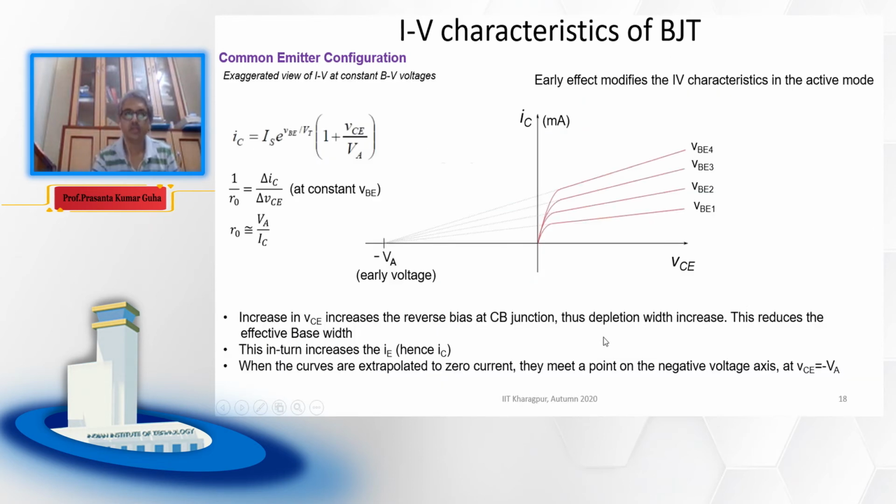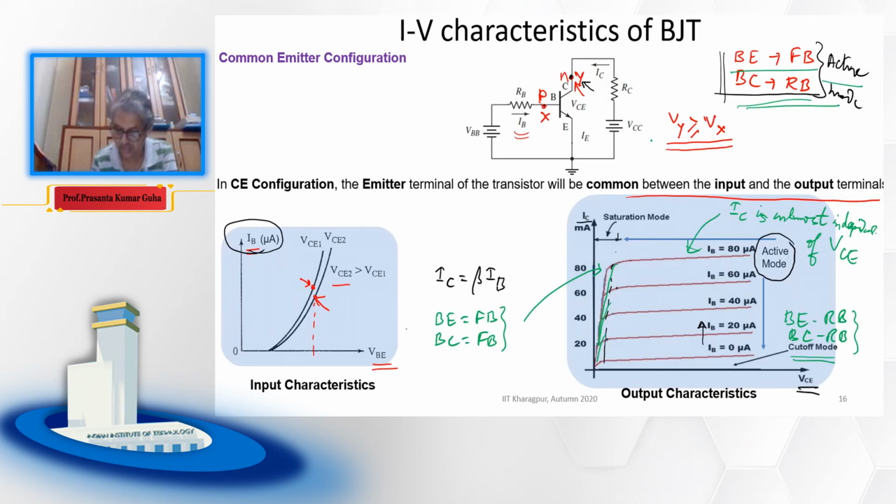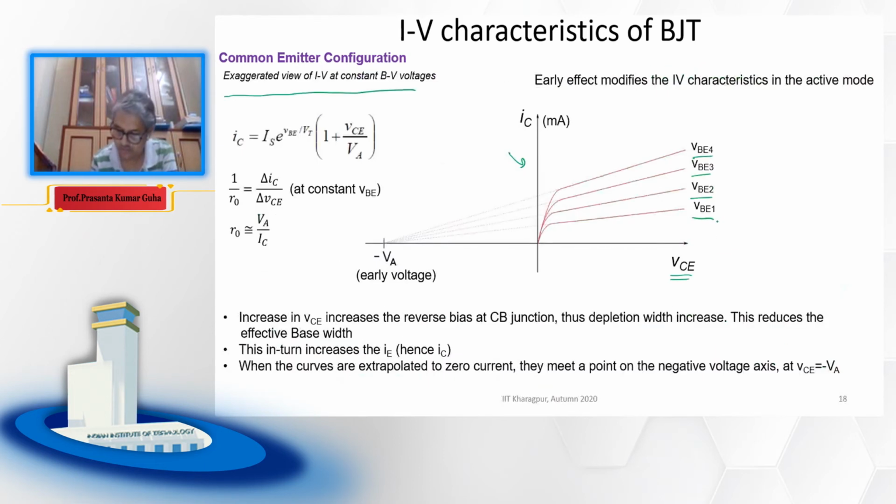Now let's discuss the early effect situation. We have exaggerated the IV characteristics in this plot. You see IC versus VCE, and I have plotted for different values of VBE. I have zoomed in on this region. As I mentioned, it is not exactly flat, but these curves are a bit tilted. So IC is not entirely independent of VCE.